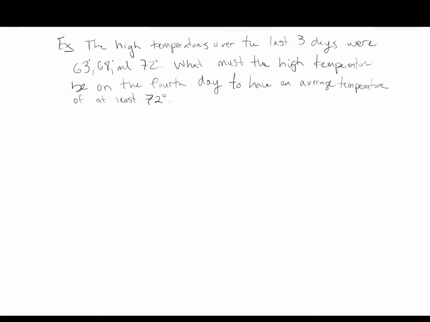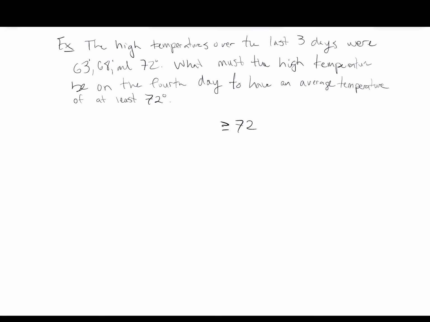Let's do a word problem as our last example. The high temperatures over the last 3 days were 63, 68, and 72 degrees. What must the high temperature be on the 4th day to have an average temperature of at least 72? Well, how do we find this out? What do we know? We know that we want our temperature to be at least 72. So we want our average temperature to be greater than or equal to that amount.